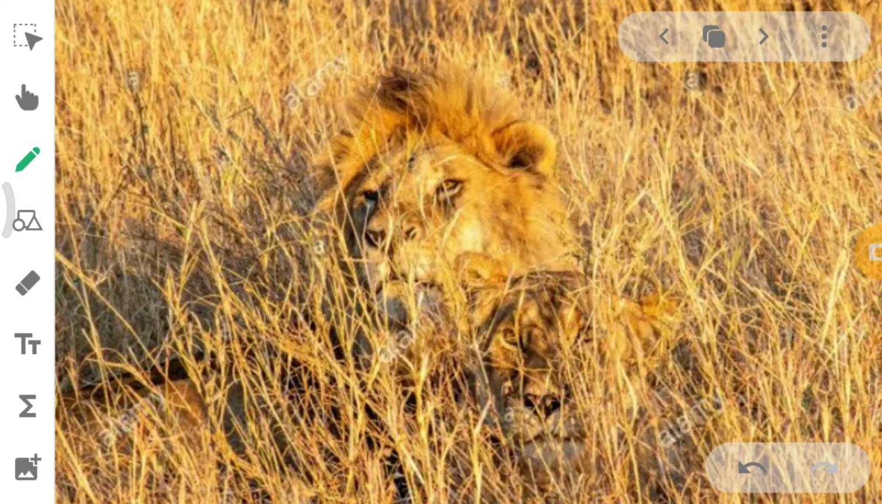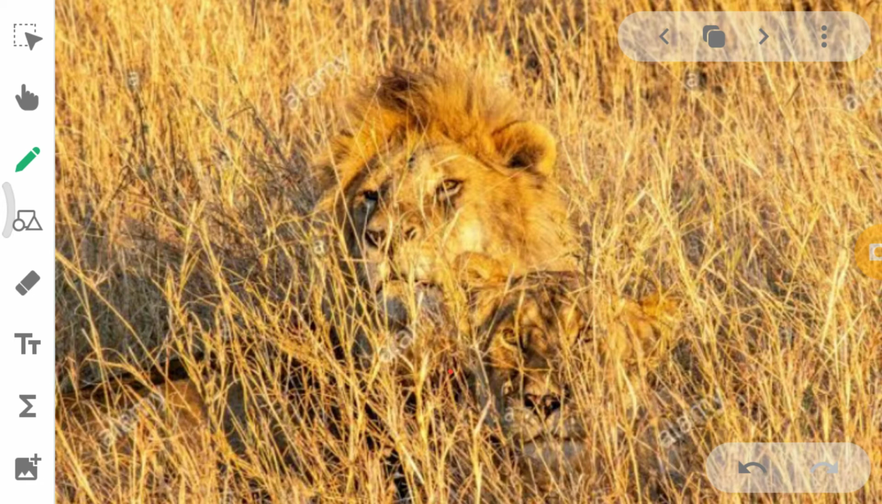Now let us discuss the animals and their adaptations in grasslands. Let us take the example of this lion. A lion mostly lives in a forest or a grassland. And it is a very strong animal that can hunt and kill animals like deer.